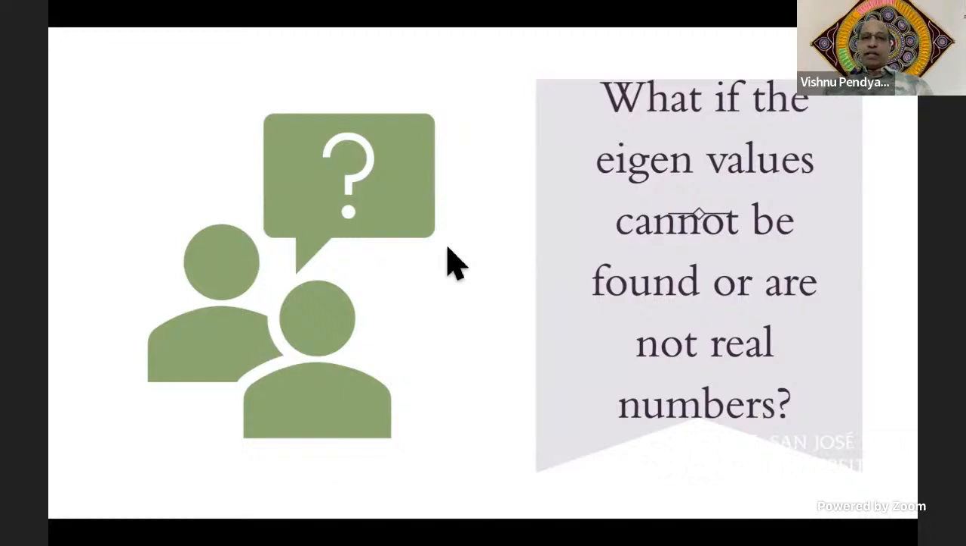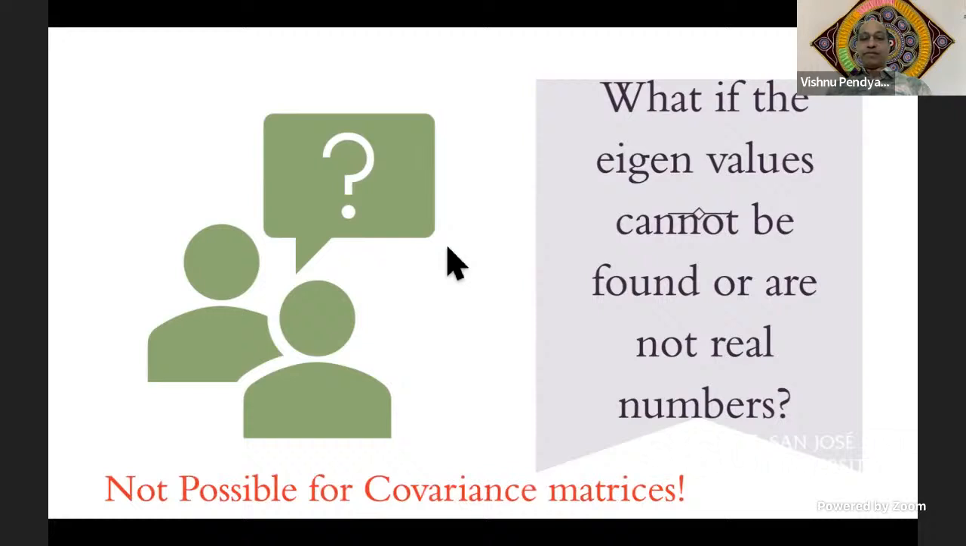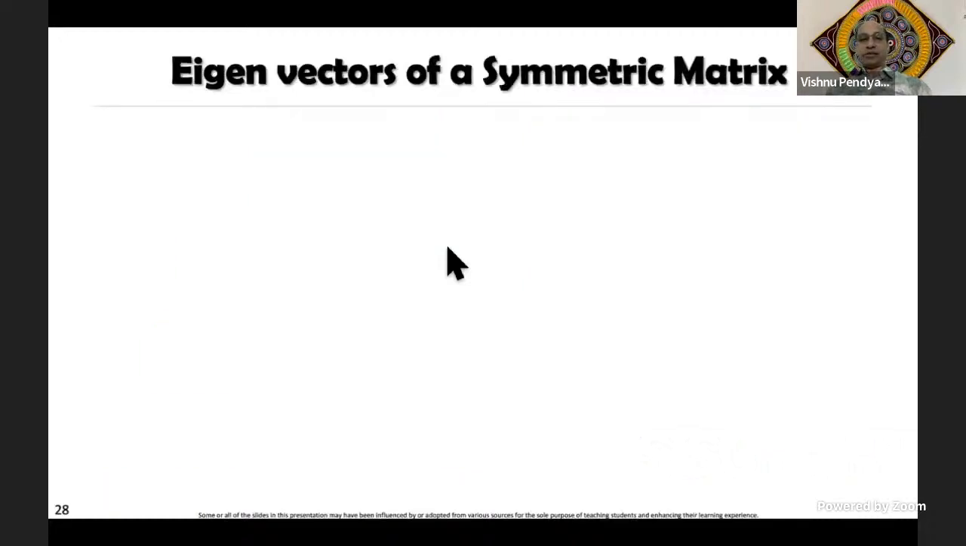Now you might be wondering, what if the eigenvalues cannot be found? What if the quadratic equation is not solvable? What if the discriminant of the quadratic characteristic equation is negative? B square minus 4ac can be negative, right? So what if it is negative? But the good news is it is not possible for covariance matrices. It is mathematically proven that covariance matrices, which are symmetric, cannot have imaginary numbers as their roots.